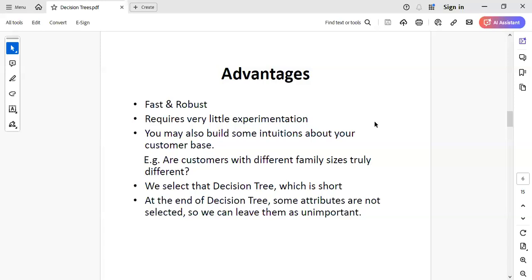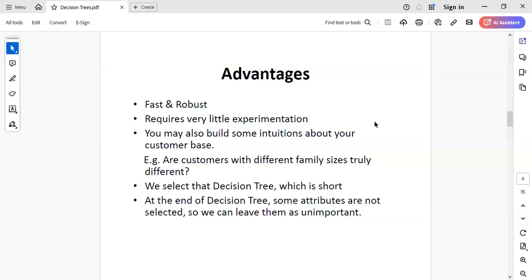Now, decision tree is one of the most sought-after algorithms in machine learning. So why do we think that it is most widely used? Our data scientists prefer this particular decision tree algorithm. There are quite a few advantages. The first one is fast and robust. So why are we saying this particular algorithm is fast and robust?